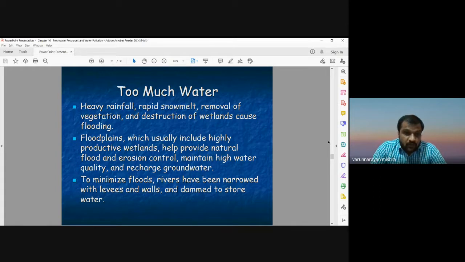Because of the heavy rainfall in most parts of the country, they are facing the problem of flooding. The flood plains, which usually include highly productive wetlands, help to provide natural flood and erosion control, and that can maintain high water quality and recharge groundwater. To minimize floods, rivers have been narrowed with levees and walls and dammed to store the water. These are some measures that can be taken into consideration to avoid or minimize the effect of flood in case of heavy rainfall.